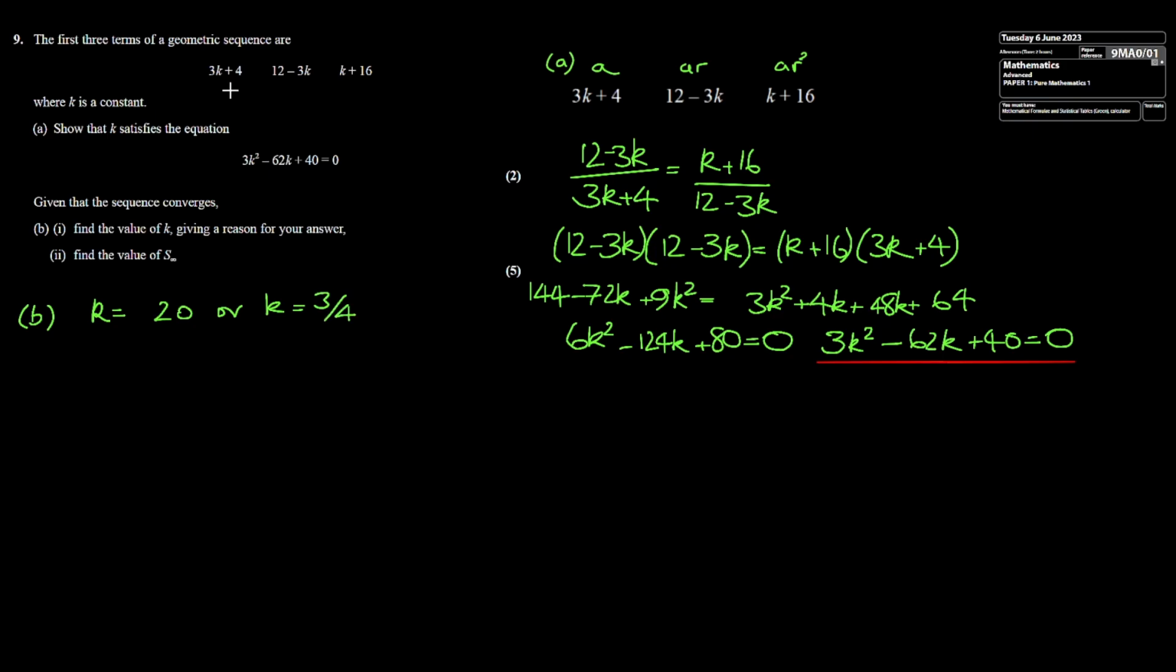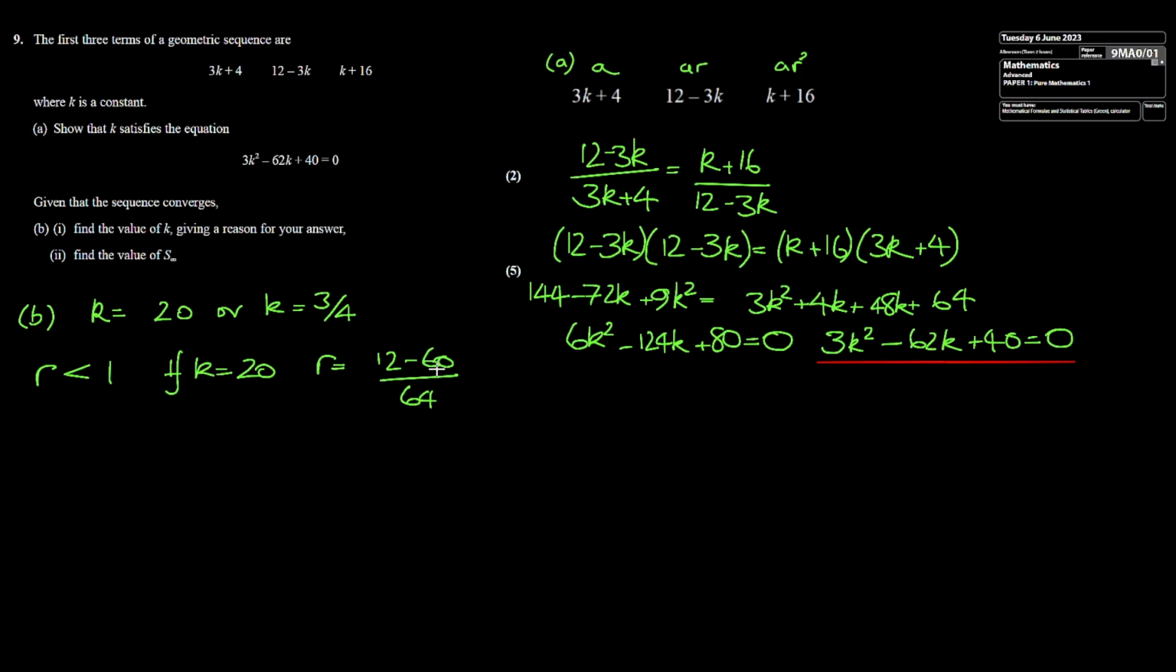If I put that into a calculator, I get that k is equal to 20, or k is equal to 3/4. Now, the other proof that we are going to employ here is if this sequence converges, r must be less than 1. Let's find out what r is if I make k 20.